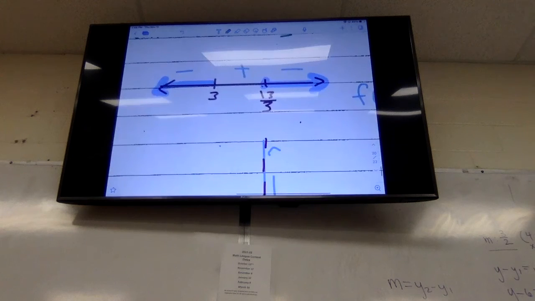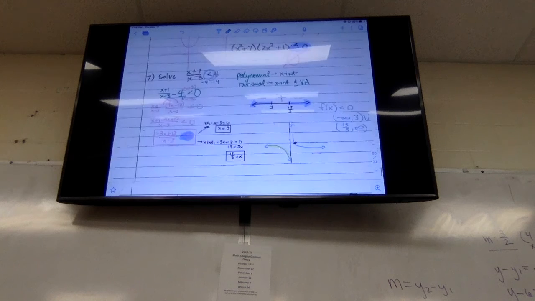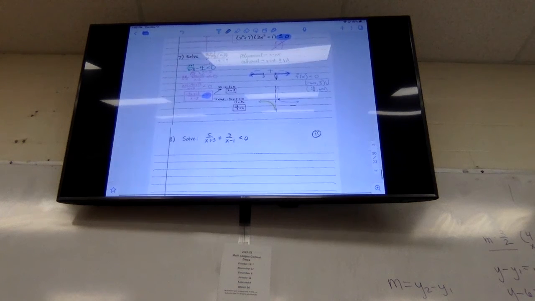So because it's a rational function, we're always going to start on the negative side. And then the vertical asymptotes and the x-intercepts always cause a switch. So I was negative, then I go positive, and then I was positive, and I go negative again. We got another one like this. Let's do one more, okay?